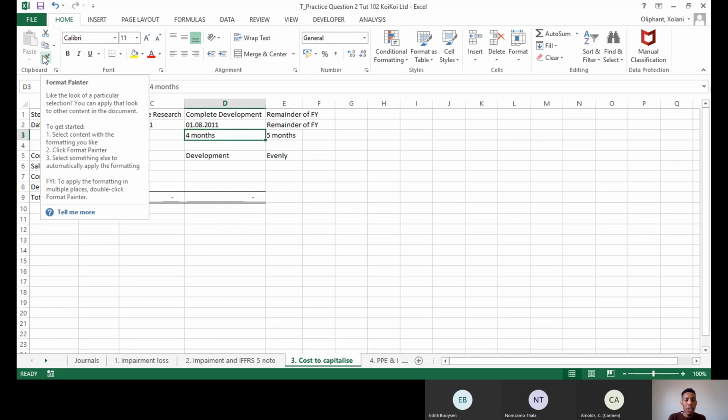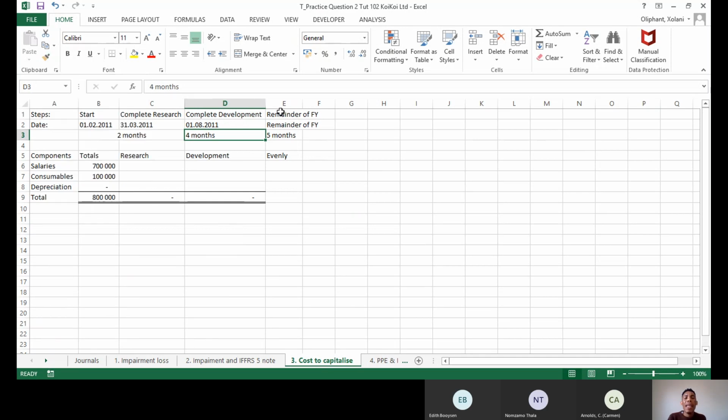So meaning that it took them 4 months to complete this development phase, meaning that the remainder of the year after the development was completed was 5 months. That's very important for you to know, because if you do not do this drawing or write down what were the steps or what happened, and then what is the duration, you're not going to be able to do that split, right?